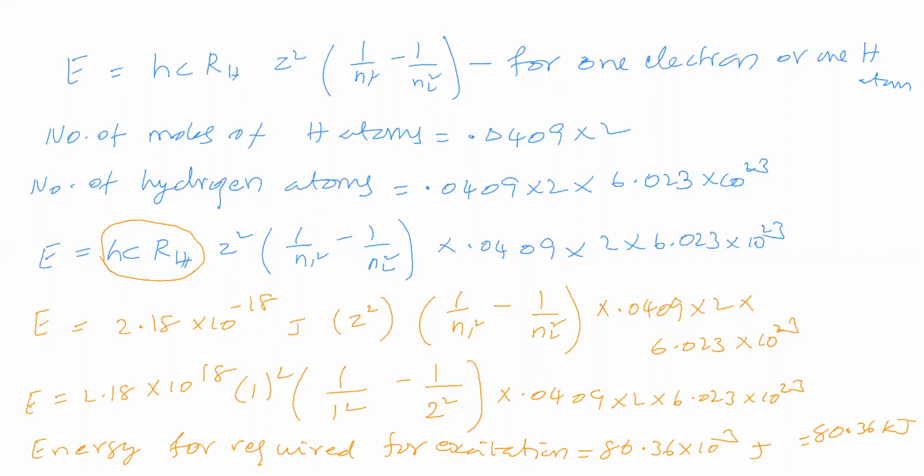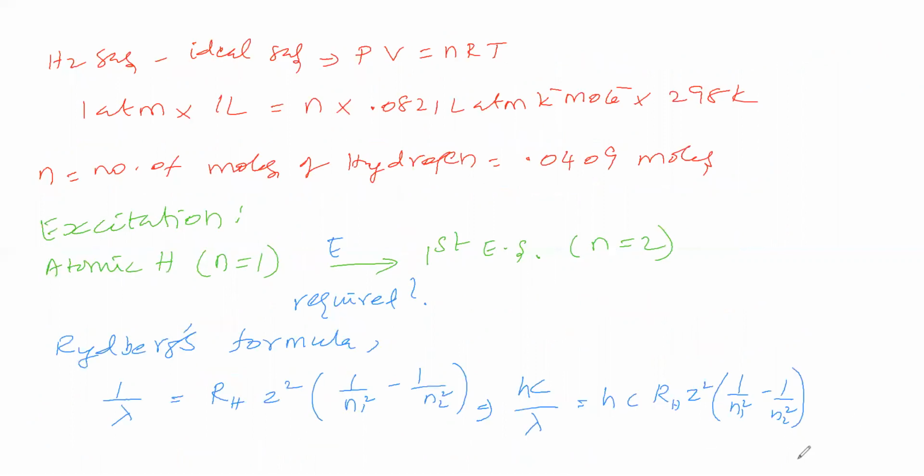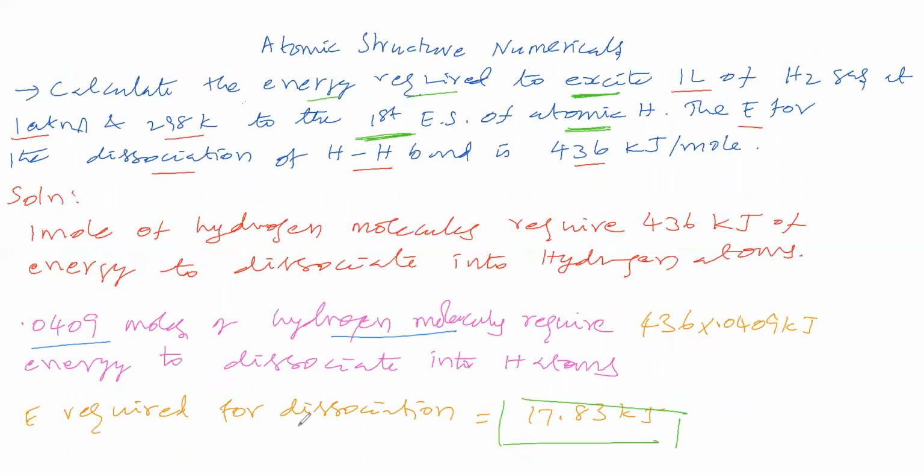Okay, next we will see. In this case, the energy required for dissociation is 17.83, and the energy required for excitation we also calculated. Energy required for excitation we calculated, energy required for dissociation we calculated.